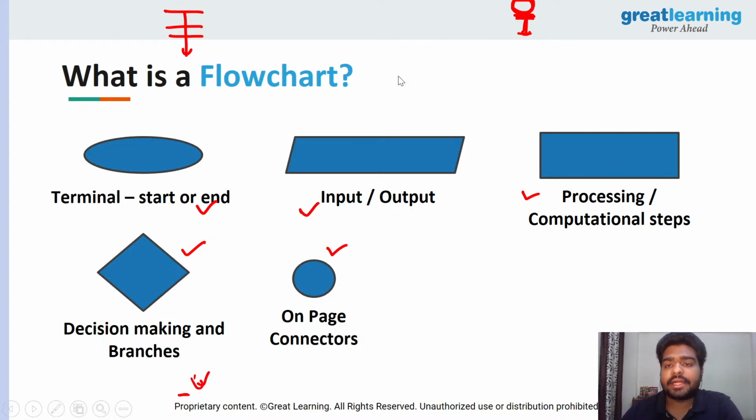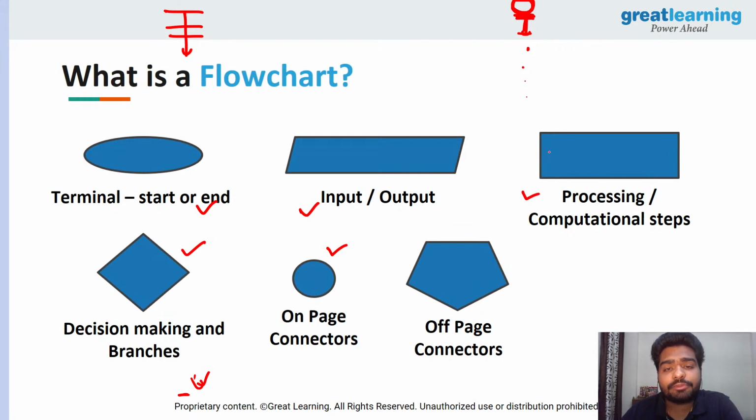It's an on-page connector. That means I have connected this page using this symbol. So the flowchart will continue. Right? Like that, we have one more connector which is off-page. You must have understood what is off-page.